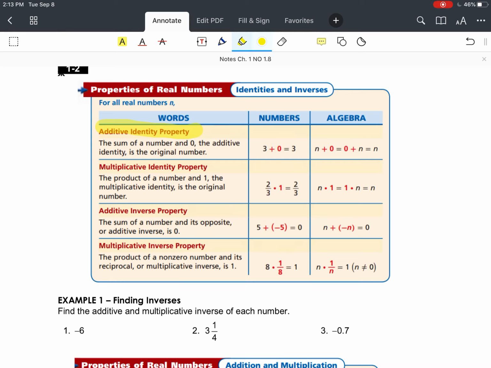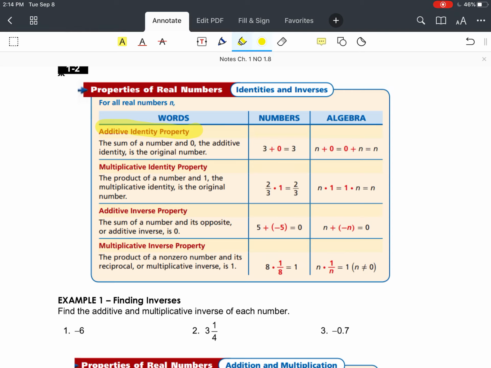The additive inverse property asks: what number do you have to add in order to get 0? Well, for adding, it's always going to be the opposite. So 5 plus negative 5 is 0. n plus negative n is 0. So it's always the opposite, positive or negative.